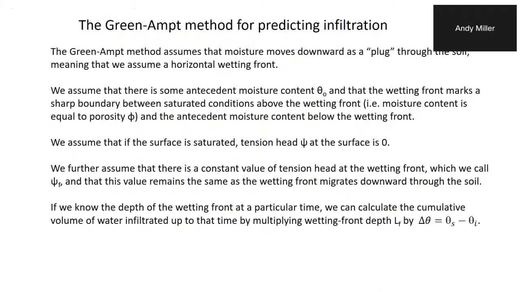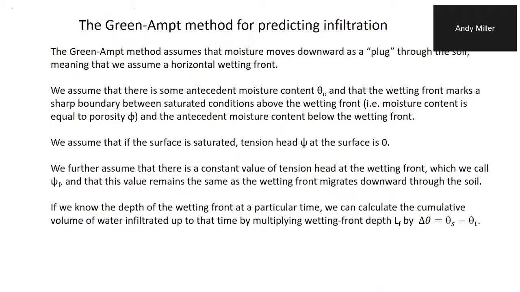If you know the depth of the wetting front at a particular time, you can calculate the cumulative volume of water infiltrated up to that time just by multiplying the depth of the wetting front by the percent of the soil volume that you added. So the difference between saturation and whatever you started with, that's some fraction of the volume. That fraction of volume times the depth will tell you how many millimeters or centimeters or meters of water have actually infiltrated down through that vertical column.